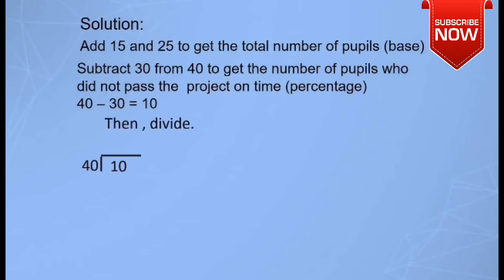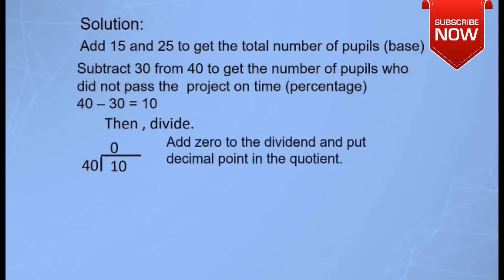10 divided by 40. We are dividing a smaller number by a bigger number. Put 0 in the quotient, and add 0 to the dividend and put a decimal point in the quotient. Then divide. 100 divided by 40 equals 2. 2 times 40 equals 80. And subtract. 20. Add another 0. 200 divided by 40 equals 5.